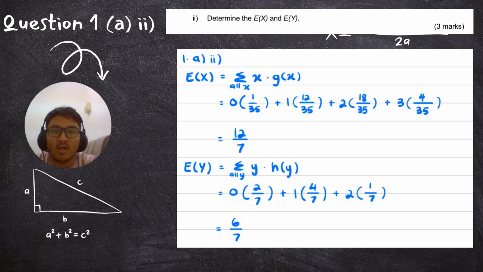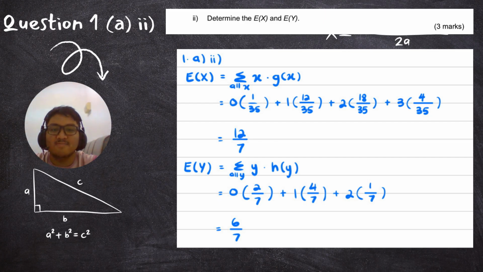And as for the expected value of Y, we do the same as for the expected value of X, but this time we use the formula of summation of all y times h(y), and as a result we'll get E(Y) equals 6/7.